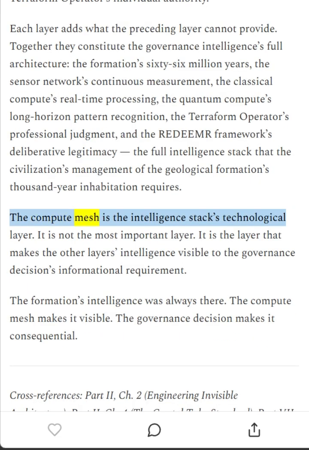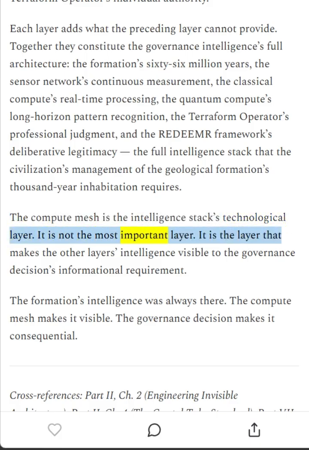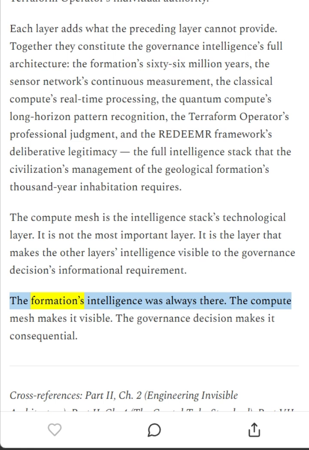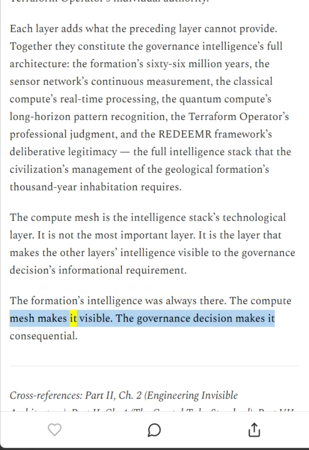The compute mesh is the intelligence stack's technological layer. It is not the most important layer. It is the layer that makes the other layer's intelligence visible to the governance decision's informational requirement. The formation's intelligence was always there. The compute mesh makes it visible. The governance decision makes it consequential.